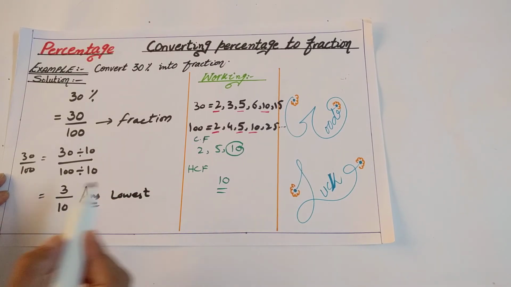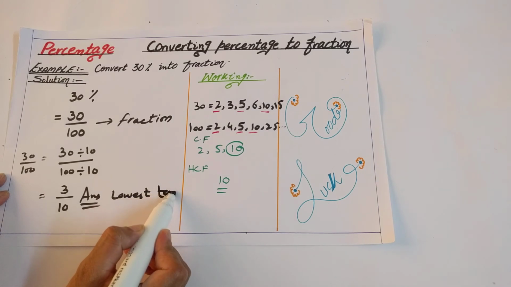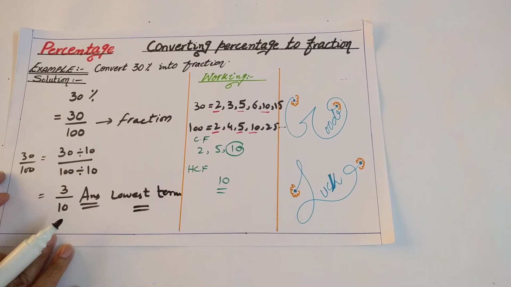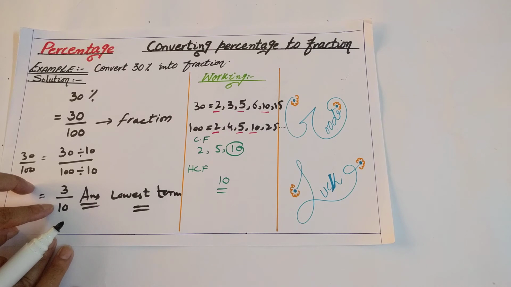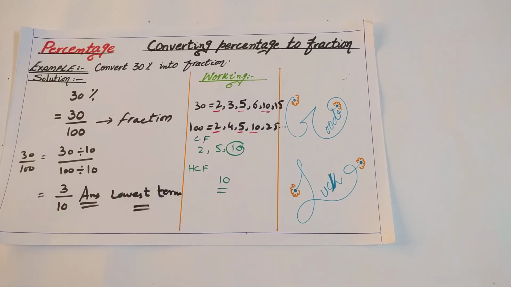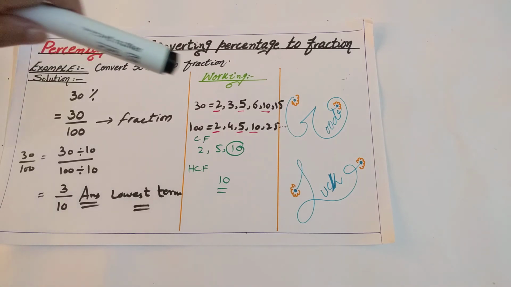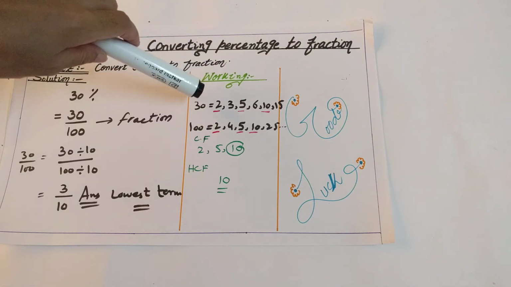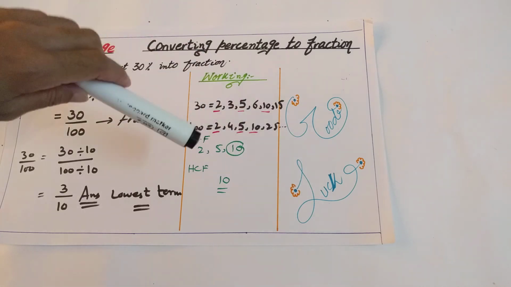This is the lowest term of the fraction, because we cannot divide 3 and 10 anymore, as there is no common factor of 3 and 10. Very clear and very easy. You just have to write the number and the percentage sign will be converted into 100. Then you will check whether this fraction is divisible by any other common factor. If there are many factors which divide these two numbers, then you will choose the highest common factor.